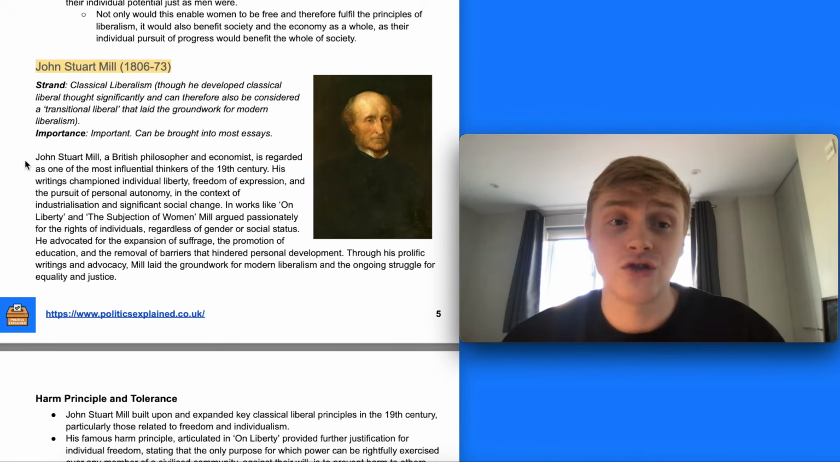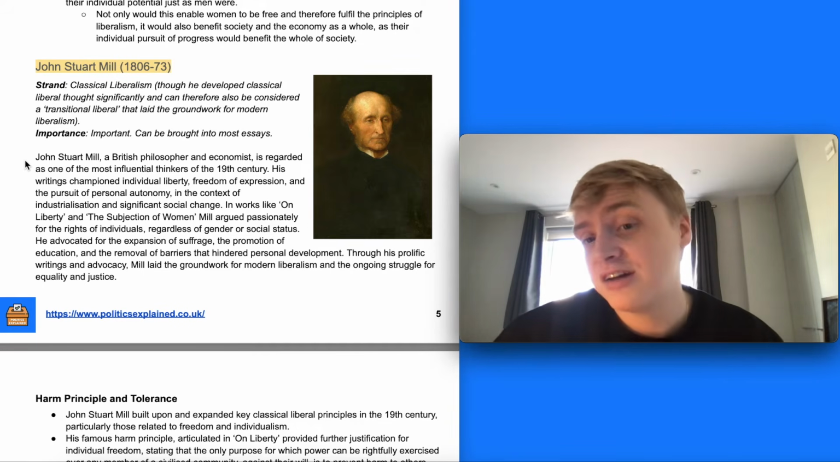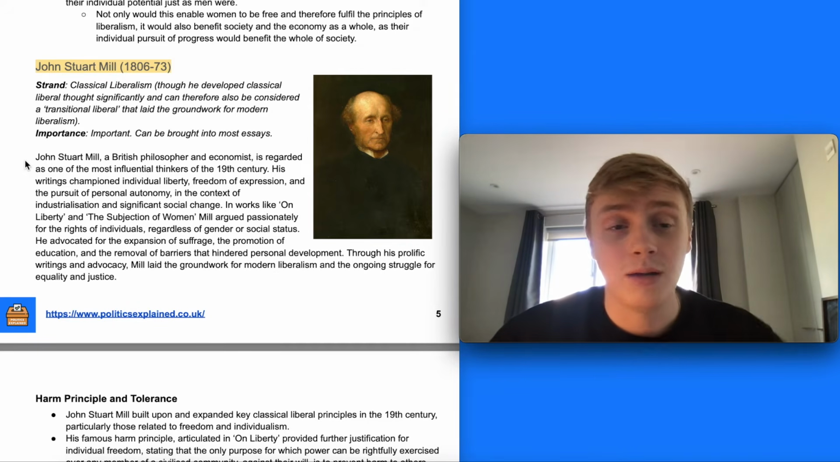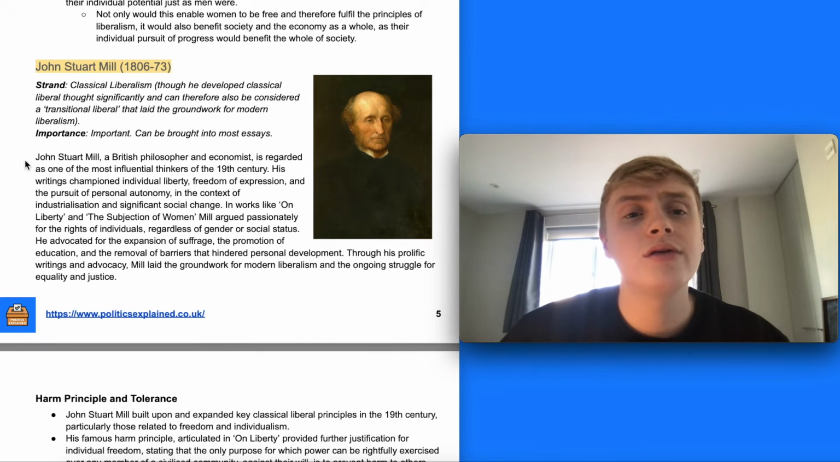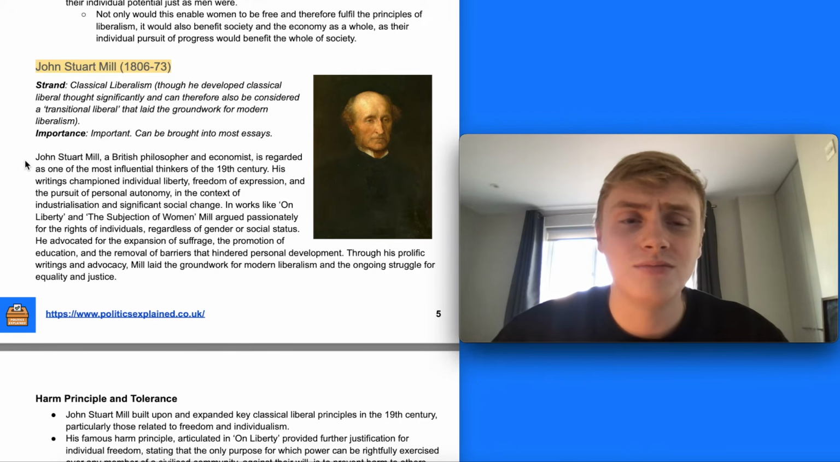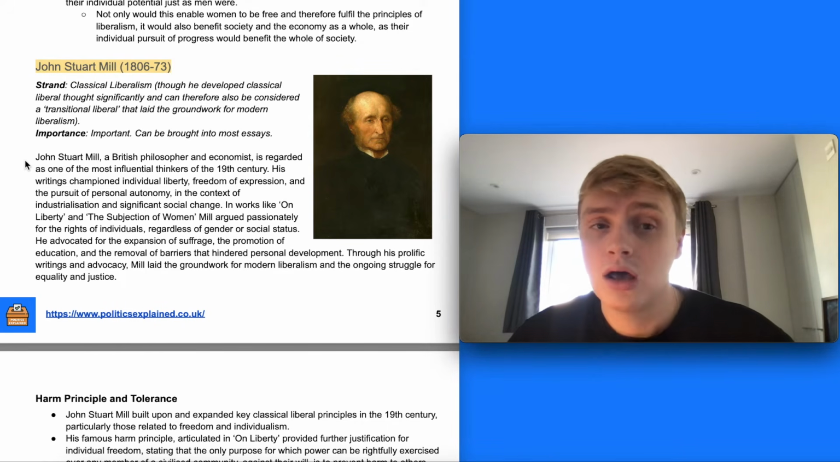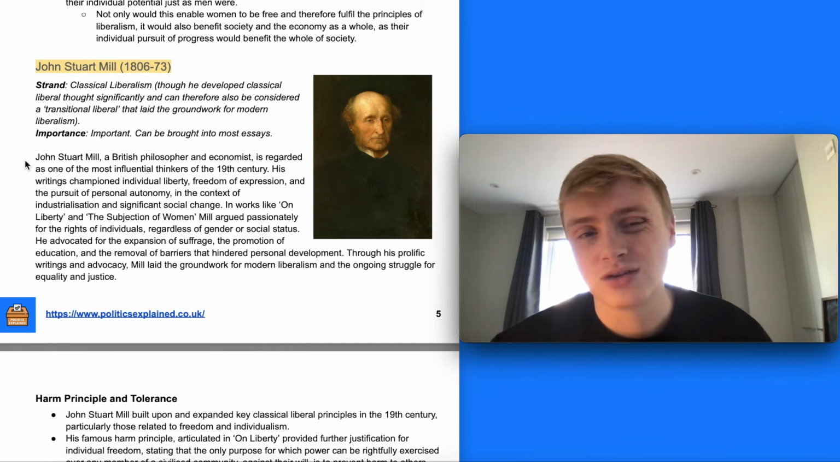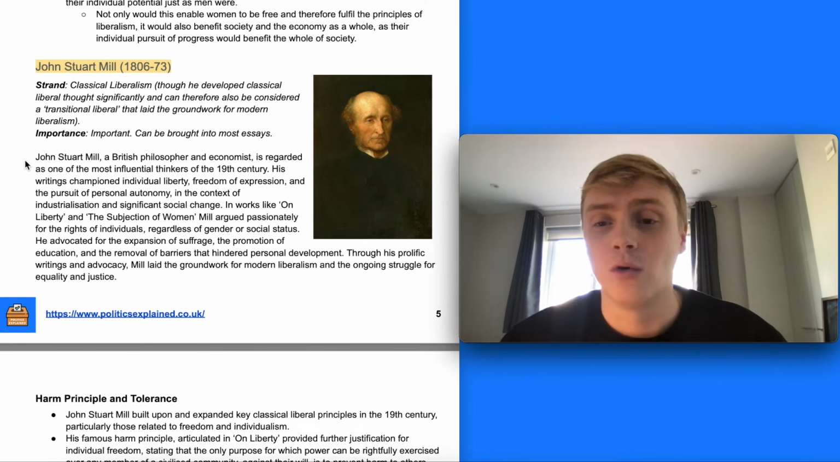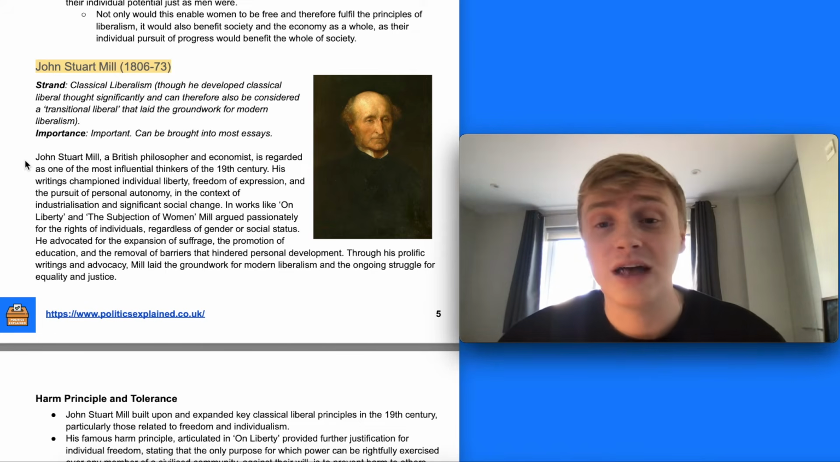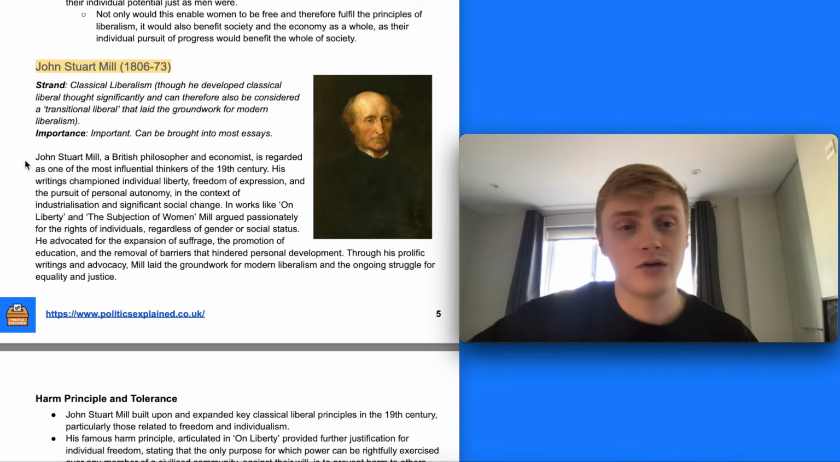Next key thinker is John Stuart Mill. If you had to describe him as one strand, some of his views are pretty consistent with classical liberalism, and you can use things like the harm principle to support a classical liberal point. But he could also, I'd say, it's more likely better to be considered as transitional liberal, kind of in between classical and modern liberalism, as though he definitely wasn't a modern liberal. Some of his ideas kind of developed classical liberalism and almost laid the groundworks for modern liberalism when it came later on. Very important and can be brought into most essays, the same as Wollstonecraft.